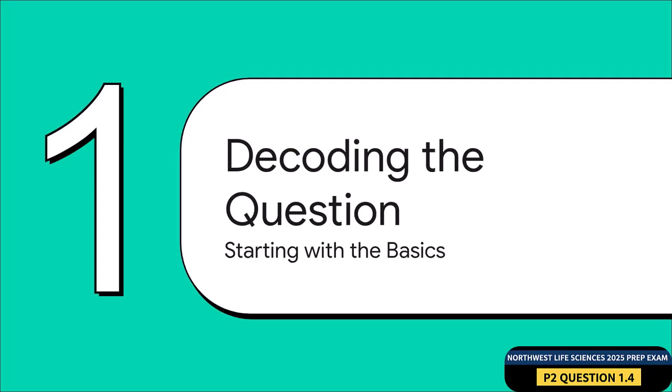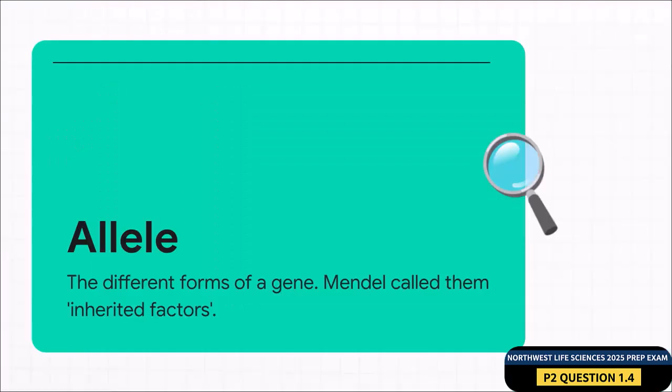So how do you even start with a beast like this? Well, we start right at the beginning. The easiest marks in pretty much any genetics question are going to be the definitions. So let's knock those out first and get some points on the board. First up, question 1.4.1. It asks for the term that Mendel used for inherited factors, and the answer is allele.